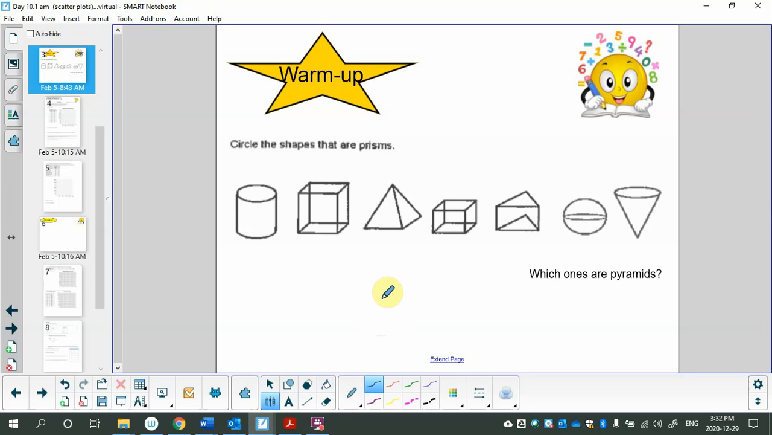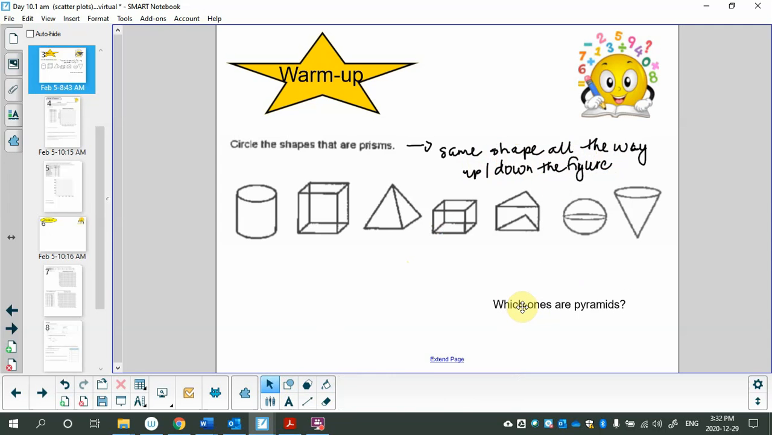All right, so prisms are the same shape all the way up or down the picture, assuming that you have laid it on the proper side. Pyramids, on the other hand, change as they go up the picture. They also come to a point, not an edge, a point.